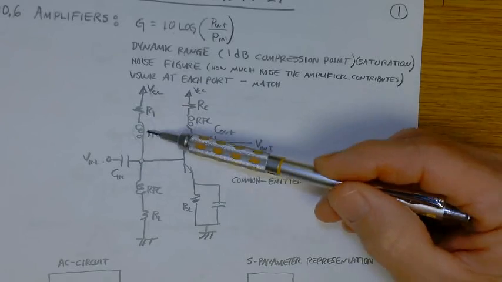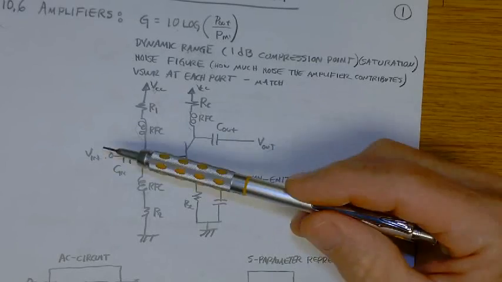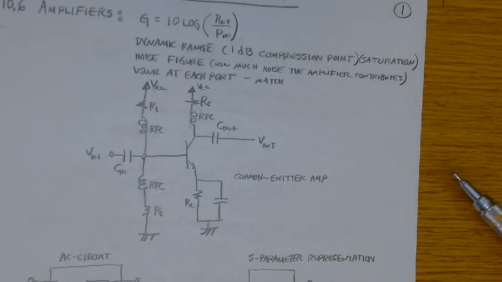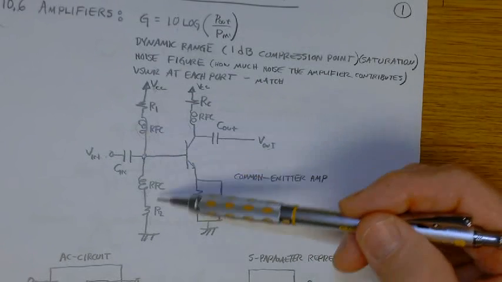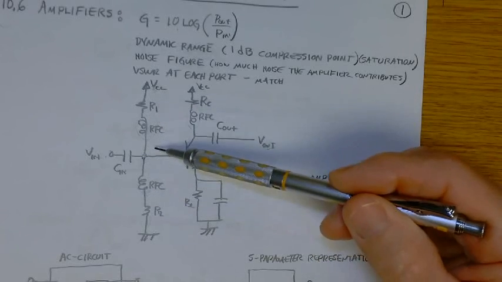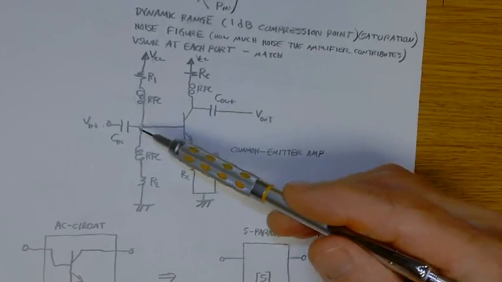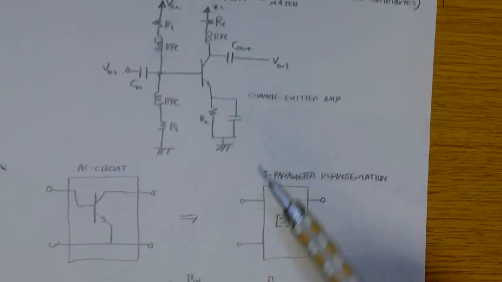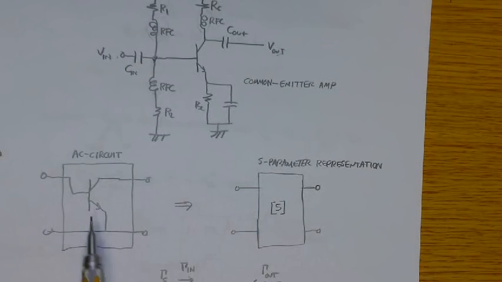So you've got to have these RF chokes in here for this thing to work. The output is typically larger than the input because this is a common emitter amp. If all the RF chokes are placed as required and the biasing is done properly, then from an AC standpoint, from a sinusoidal steady state standpoint, the amplifier can just be represented this way. So then it becomes an S parameter representation of the microwave amplifier.